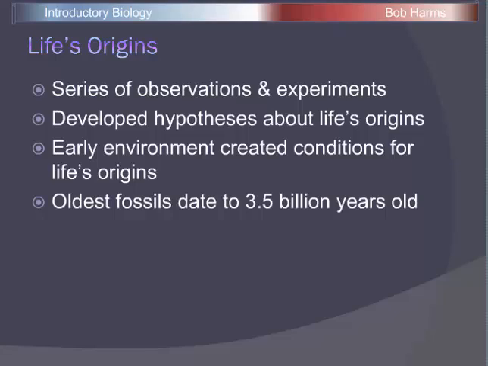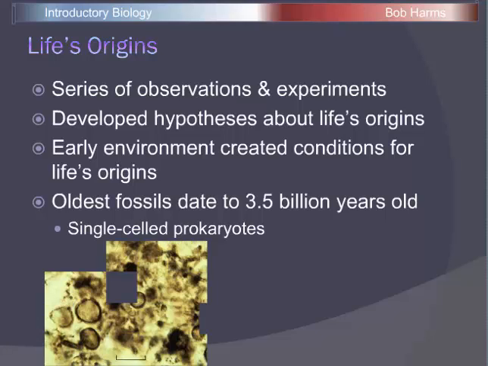Now, we do know that life existed by about 3.5 billion years ago, and all of our oldest fossils date around 2.5 to 3.5 billion years old. All those oldest fossils are single-celled prokaryotic organisms, so they're very small cells. They're cells that are very similar looking, at least, to bacteria. And so here are some examples. We can see these little round circles represent our prokaryotic cells.